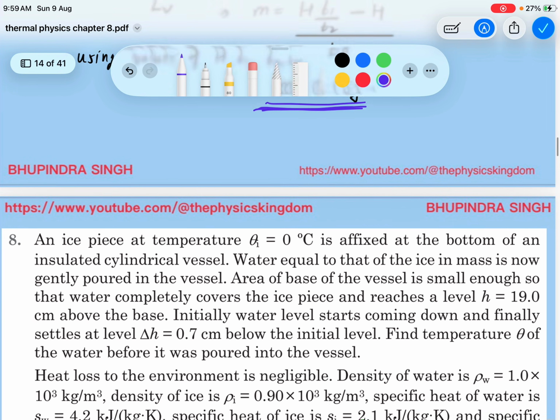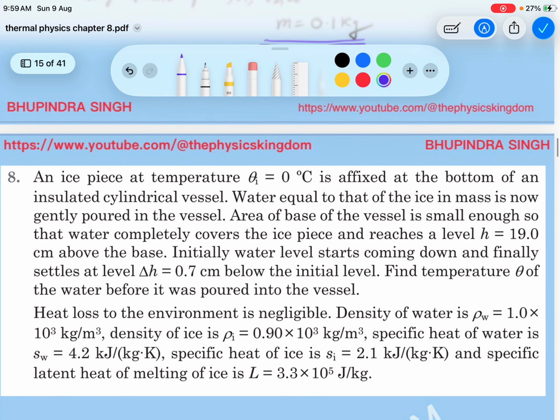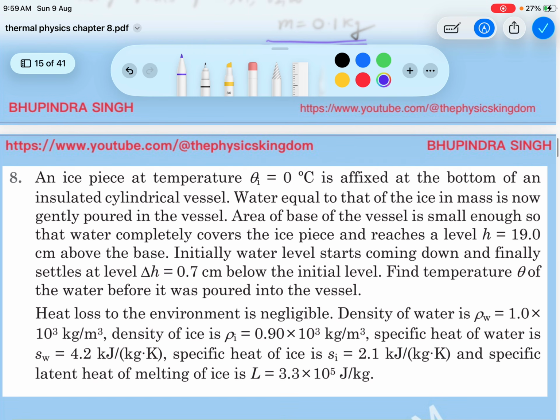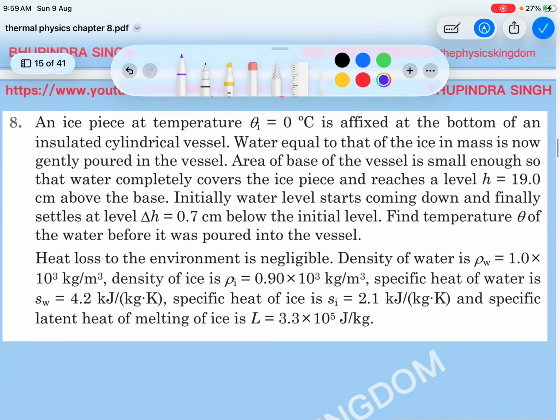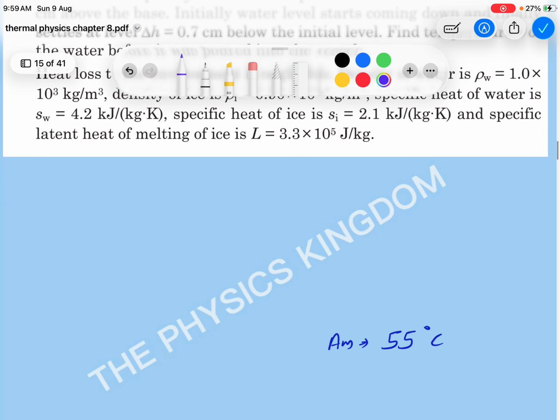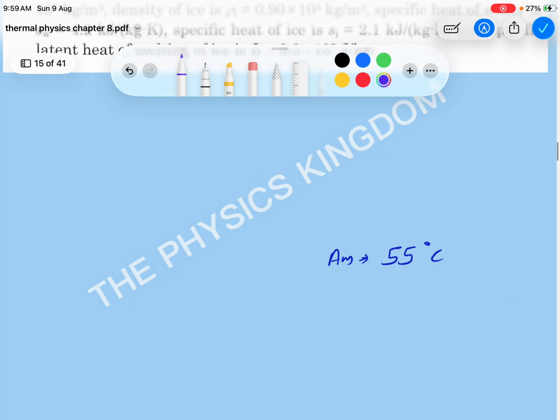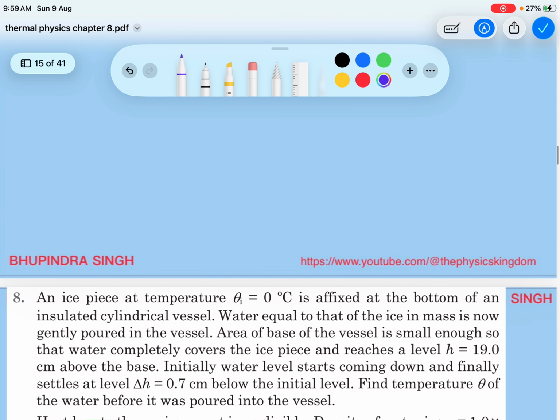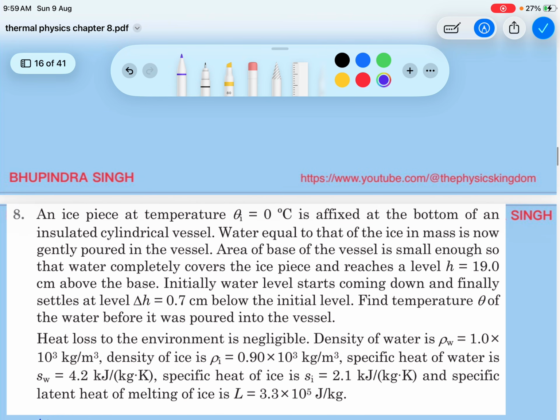Now the next question, question number 8. Read this question, beta, so we'll discuss it. Good question. The answer given is 55 degrees Celsius, which is 100% correct. No problem. Now let's read this question.